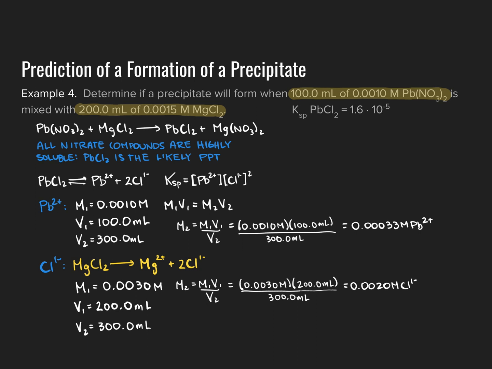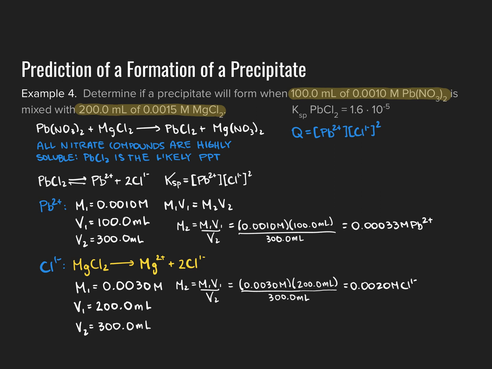Let's now compare what those concentrations are to what they would be were they in equilibrium at their point of saturation with a Q calculation. Recall Q is the exact same expression as the expression for KSP. It just uses current concentrations rather than equilibrium concentrations.